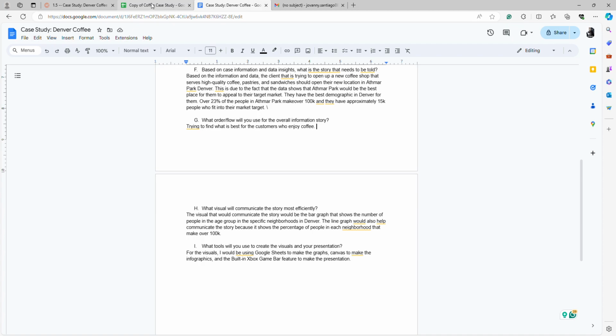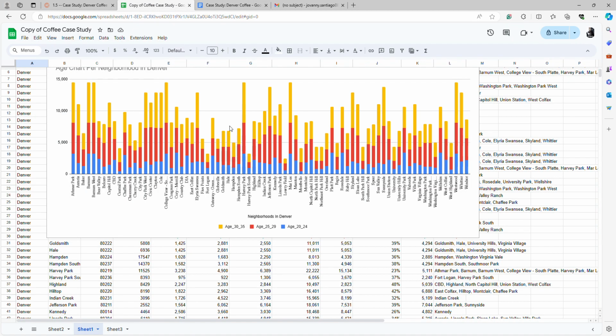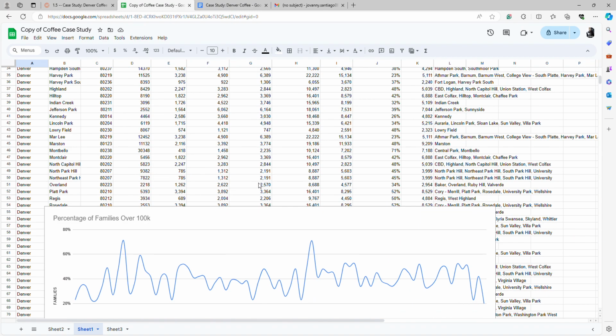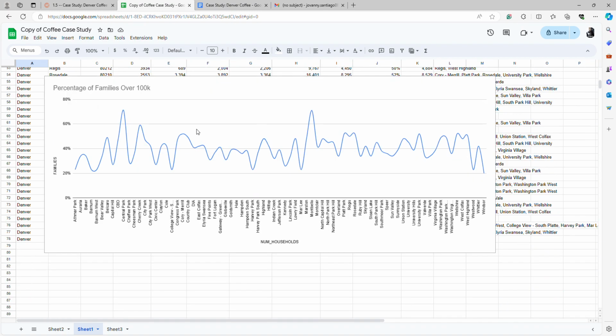Here are the graphs. The age chart per neighborhood in Denver. Here is the percentage of the family over $100,000. Here is the infographics.